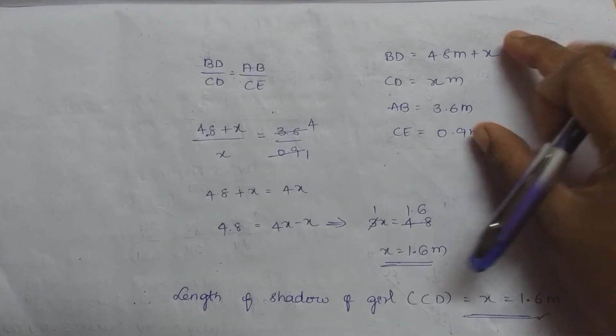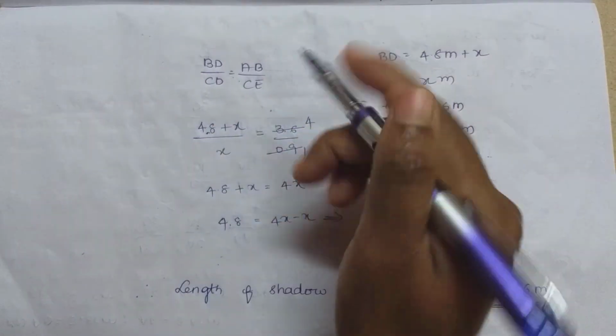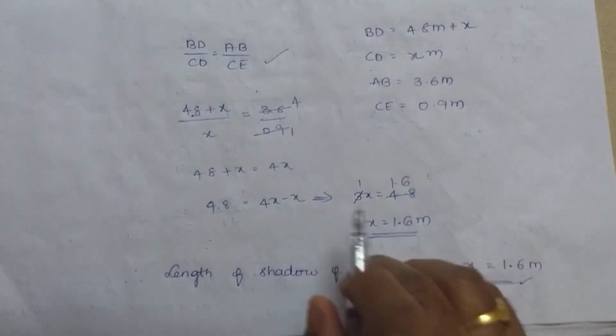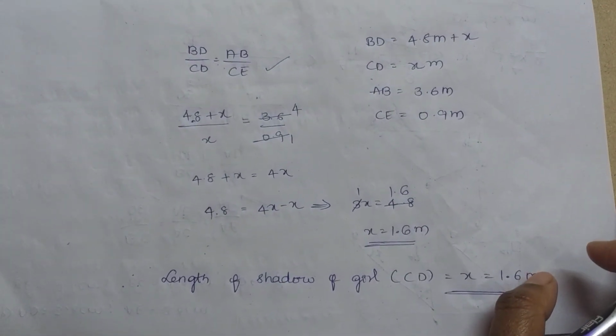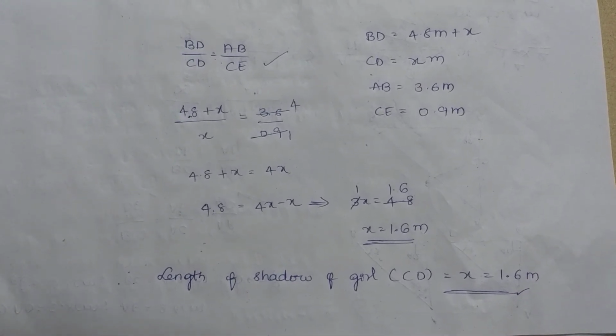So these are the values here, 4.8 meters plus x, 3.6 and 0.9. When I substitute these in this relationship, you will get the value of x. What is x? We assumed it is the length of the shadow of the girl, and we got it as 1.6 meters. So this is the solution.